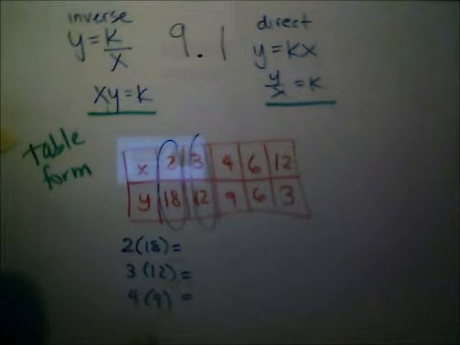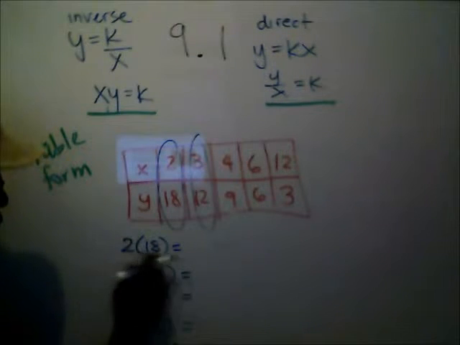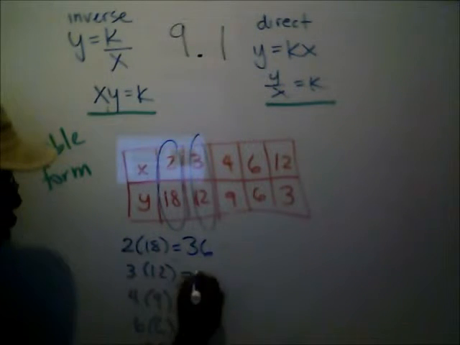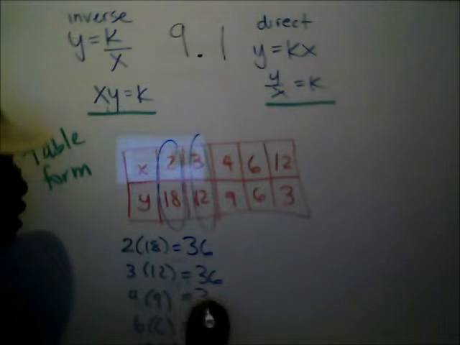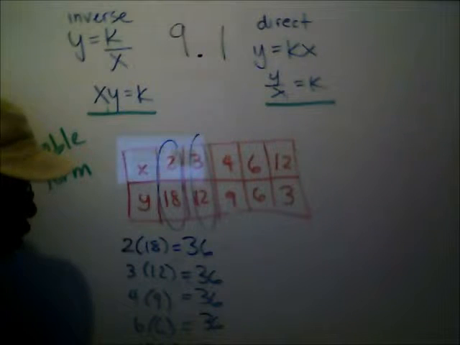Okay? So I'm just going to test it out to see if that's the case when we multiply them together, if we get the same number. So 2 times 18, that's 36. 3 times 12, that's also 36. 4 times 9, that's also 36. 6 times 6 is 36. 12 times 3 is 36.